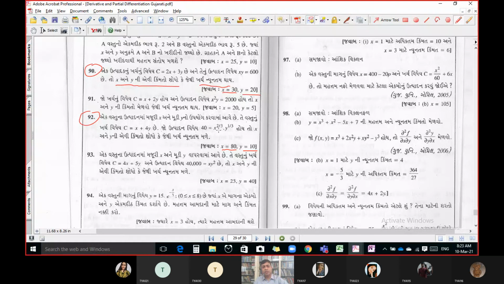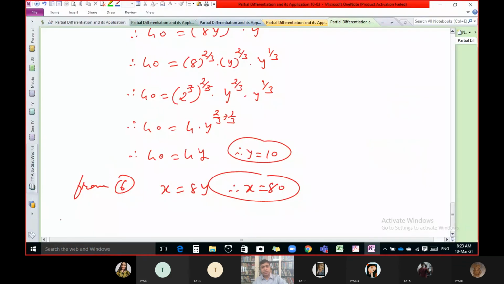That means if we put x equal to 80 and y equal to 10, it satisfies this condition and minimizes my total cost function. So that is the way to solve this question. Let us do this question. This is our last question of this chapter as well as our syllabus. Question number 93.